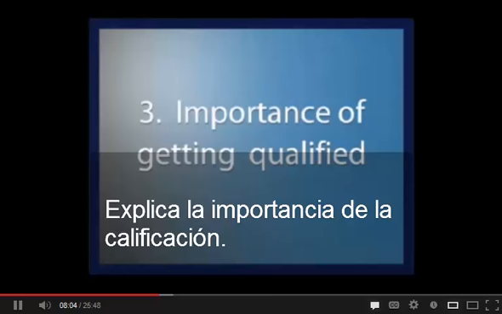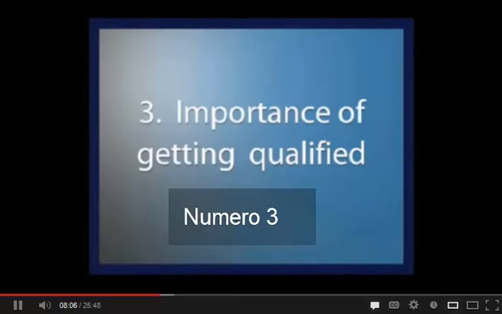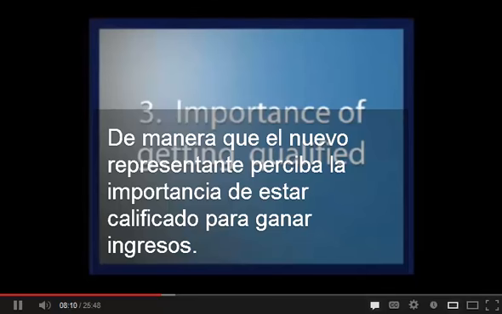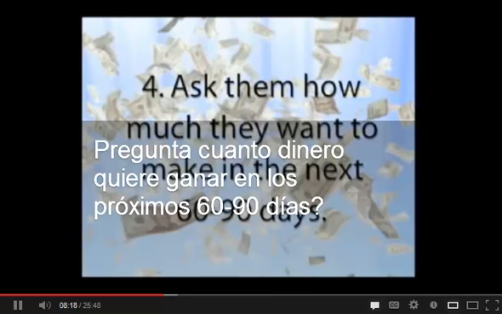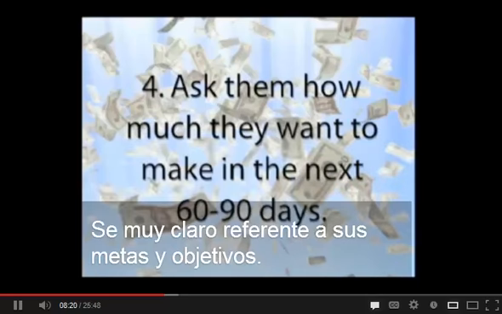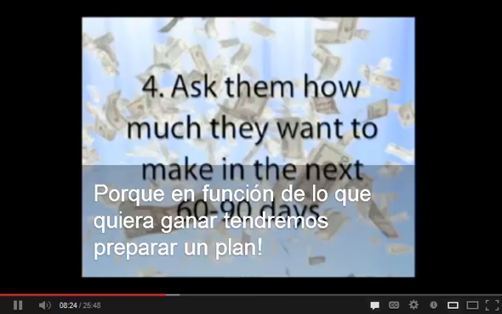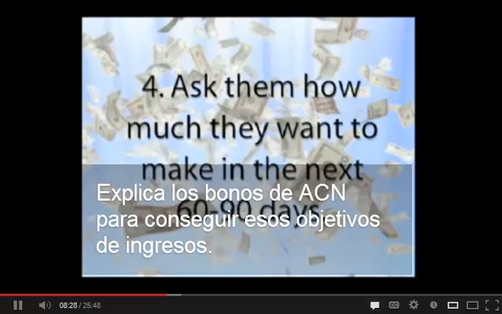Number three, explain the importance of a representative being qualified in regards to the bonuses and the compensation plan, so that a new representative coming in can understand that without getting qualified, nobody gets paid. Number four, ask them how much money they want to make in the next 60 to 90 days. Be clear on what their goal is, what their plan is, because we're now going to be supporting them on how much money they want to make. And then explain how the ACN bonuses will help them make the money they want to make and create a plan for them how to do that.